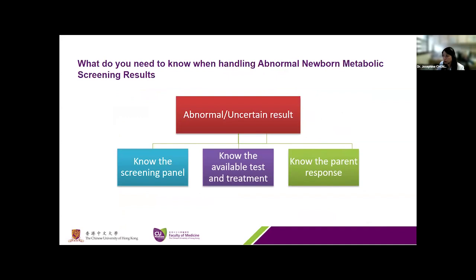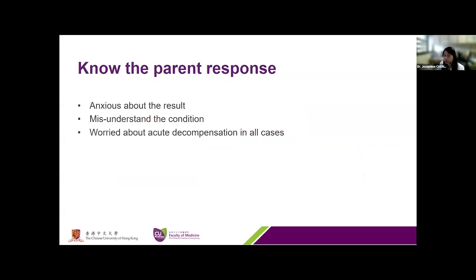We also need to know about the parents' response during the counseling of the abnormal metabolic result, because some of the parents are really anxious about the results. Such as in PKU, we may not want to call the parents a few days before we are going to see them because they may be worried about acute decompensations, which may not occur in PKU. But then they may worry about such a condition because, for example, a newspaper may talk about acute decompensation. So we need to explain to them which type of condition we are suspecting and how those patients will present, so that they may not misunderstand the condition that we are worried about.